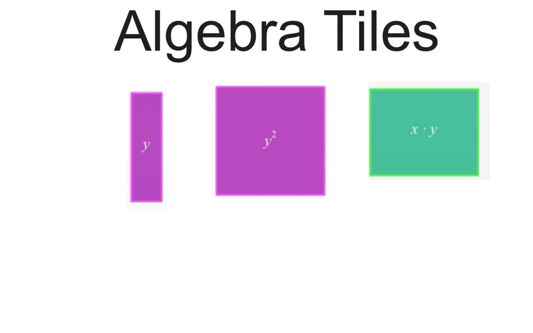There are a few more tiles that we'll use occasionally, but maybe not quite as often. You'll also see a purple rectangle tile. This one we use to represent our y's, so just a different variable. And then when you have a tile that is a y by y, this is our y squared tile.